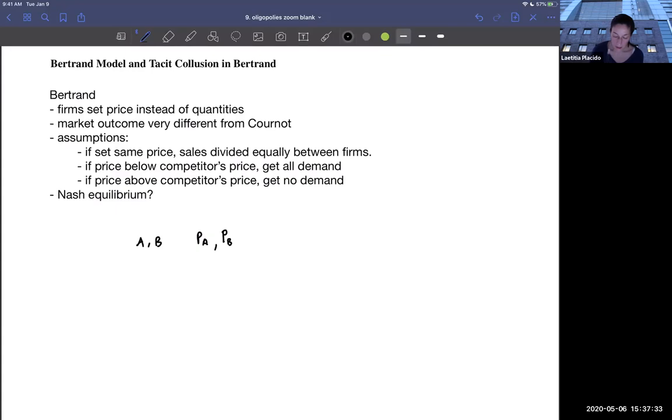So we need to make an assumption on how the demand will be allocated between both firms in the different scenarios. The first scenario is where both firms set the same price. If both firms set the same price, then we are going to assume that the sales will be equally divided between firms. In other words, firm A is going to produce the same quantity as firm B, and that's going to be half of the total market quantity.